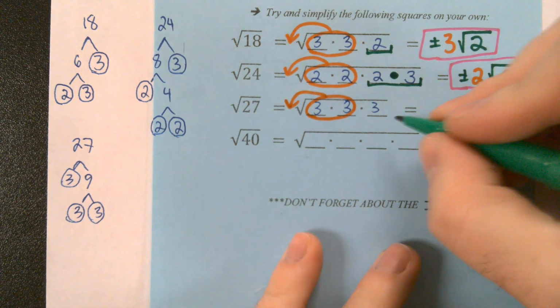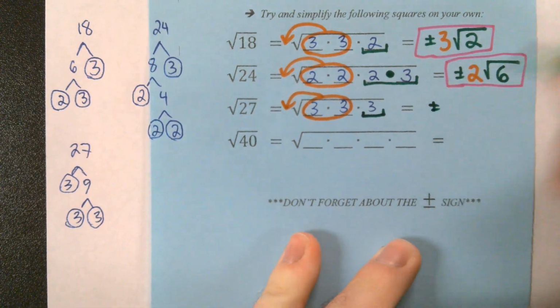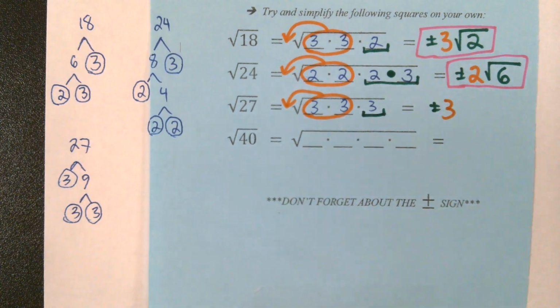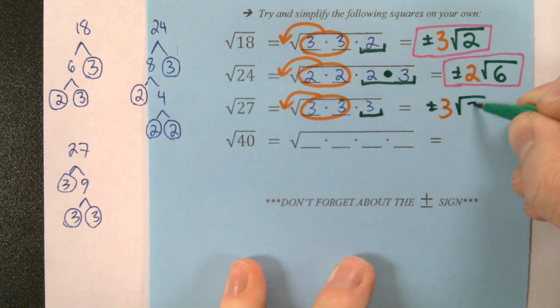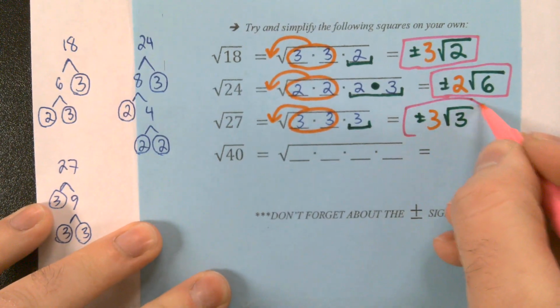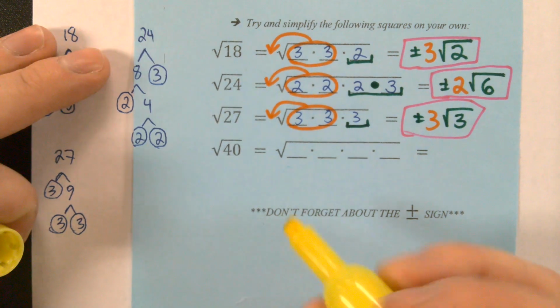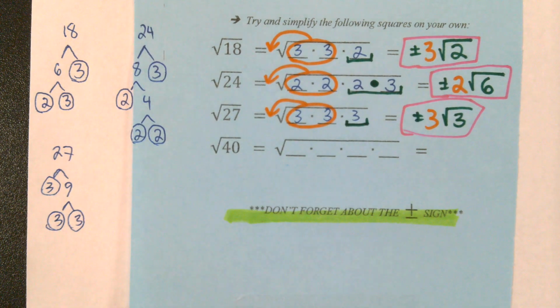So our answer is going to be plus or minus 3. And then what's going to be on the inside of the square root? 3, that's right. Exactly right. Plus or minus 3, square root 3. Of course, don't forget about the plus or minus sign. I had to add that in on the bottom just so we don't forget.